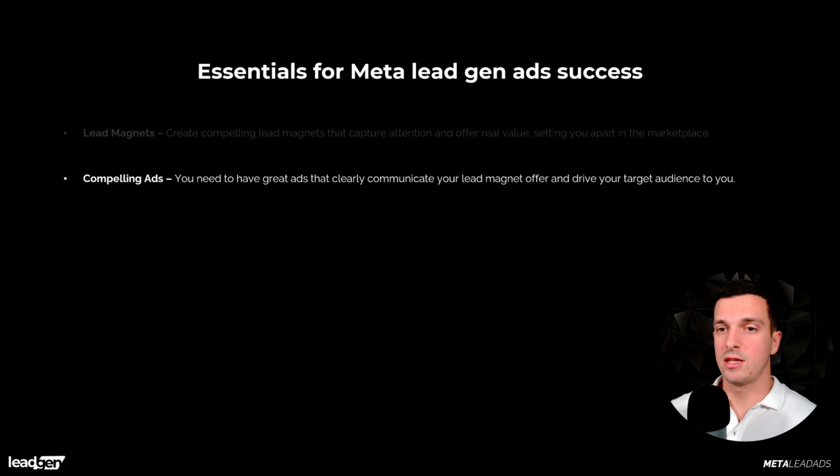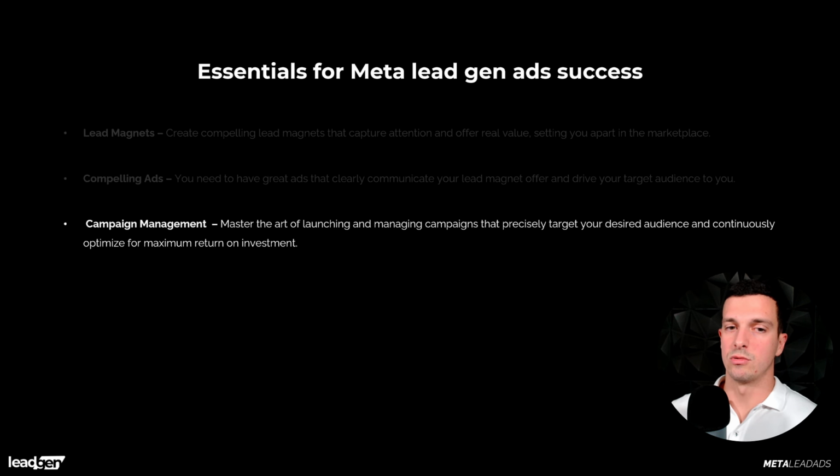Compelling ads. You need to have great ads that clearly communicate your lead magnet offer and drive your target audience to you. So you have a lead magnet. Now you need great ads like primary text, headlines, creatives, images, videos, and I'm going to show how to do all of that. Campaign management. Master the art of launching and managing campaigns that precisely target your desired audience and continuously optimize for maximum return on investment. You have a lead magnet, you have great ads, but if you don't know how to launch great campaigns and have the right settings and optimizations, then you're going to have less success, right? You need to know how to do that as well.